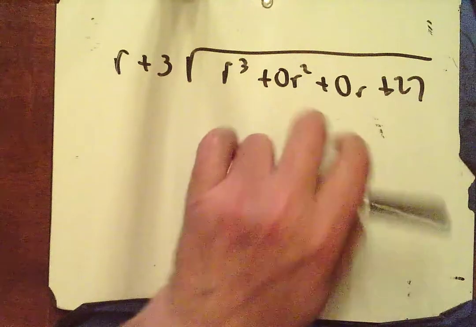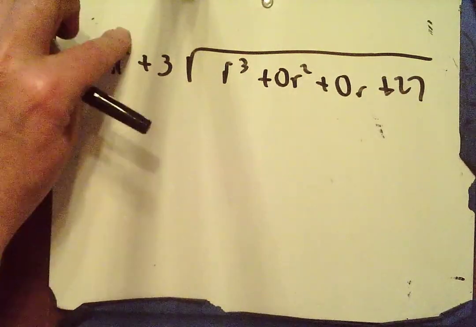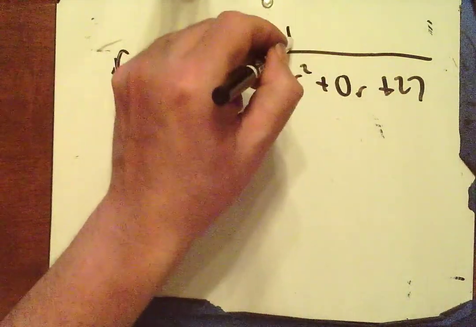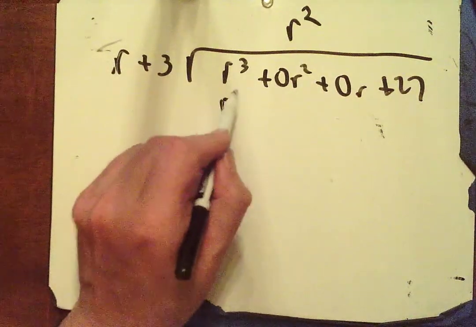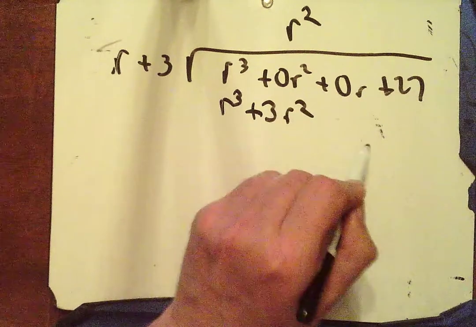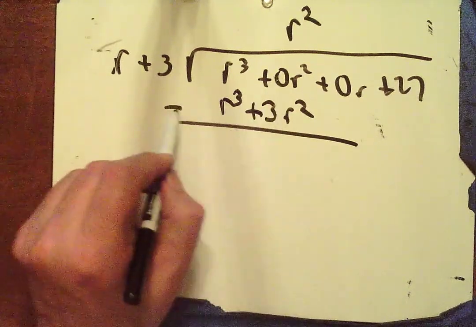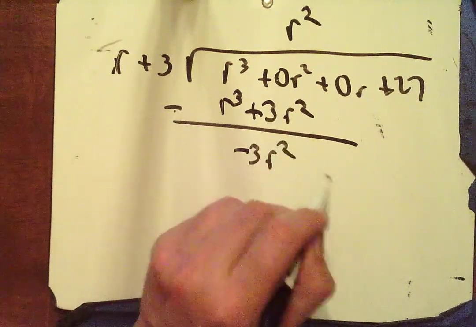You need those 0 placeholders. What do I multiply r by to turn into r to the 3rd? I'm going to need r squared. Distribute that r squared and subtract. 0 minus 3, negative 3r squared.